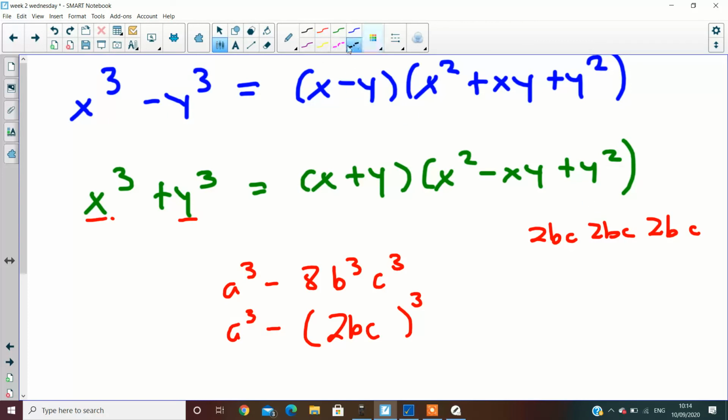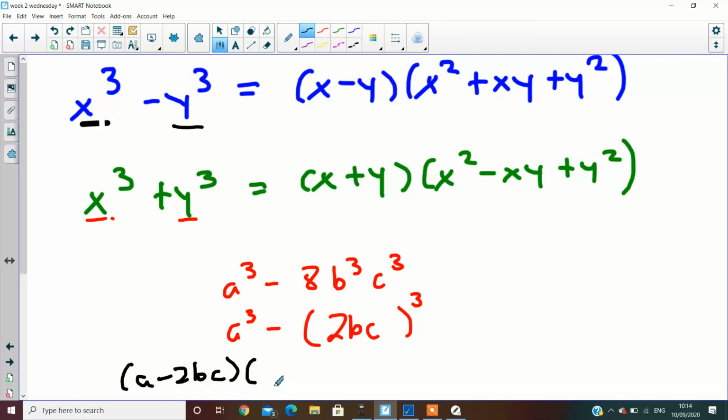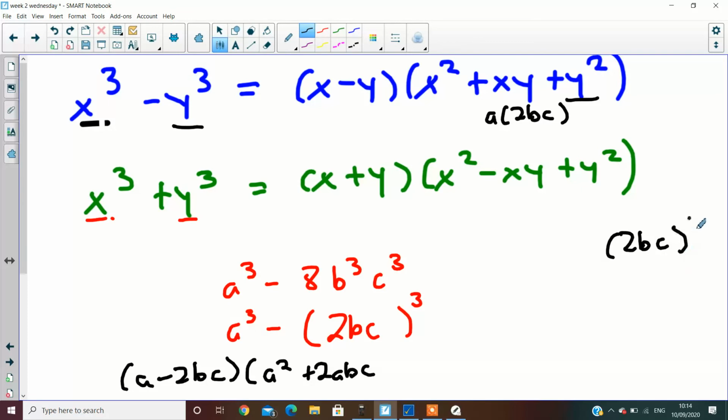We're nearly in business now, so what's our answer going to look like? Instead of x, we have a, and instead of y, we have 2bc. So what's that going to be? It's going to be a minus 2bc, times a squared plus, and then what about here? It's a times 2bc, which will be 2abc, and then finally y squared is 2bc squared. What's 2bc multiplied by another 2bc? 4b squared c squared.